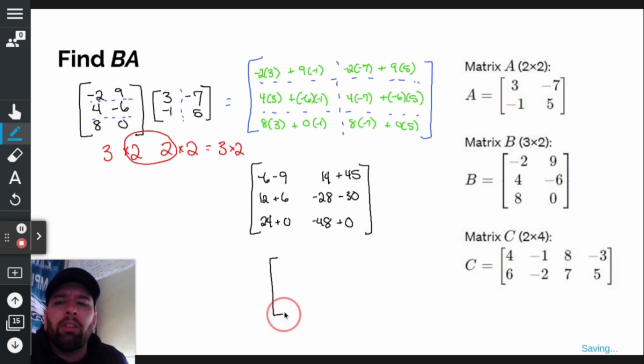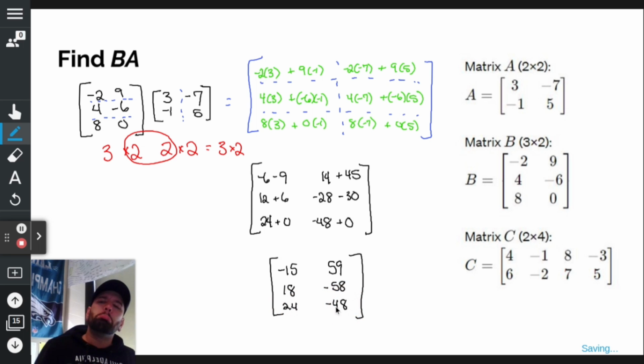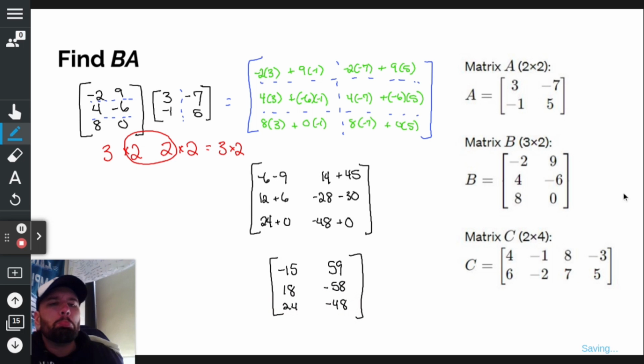And then our final answer, our resultant matrix: negative 15, 59, 18, negative 58, 24, negative 48. And that's how it's done. Isn't that neat? It is neat.